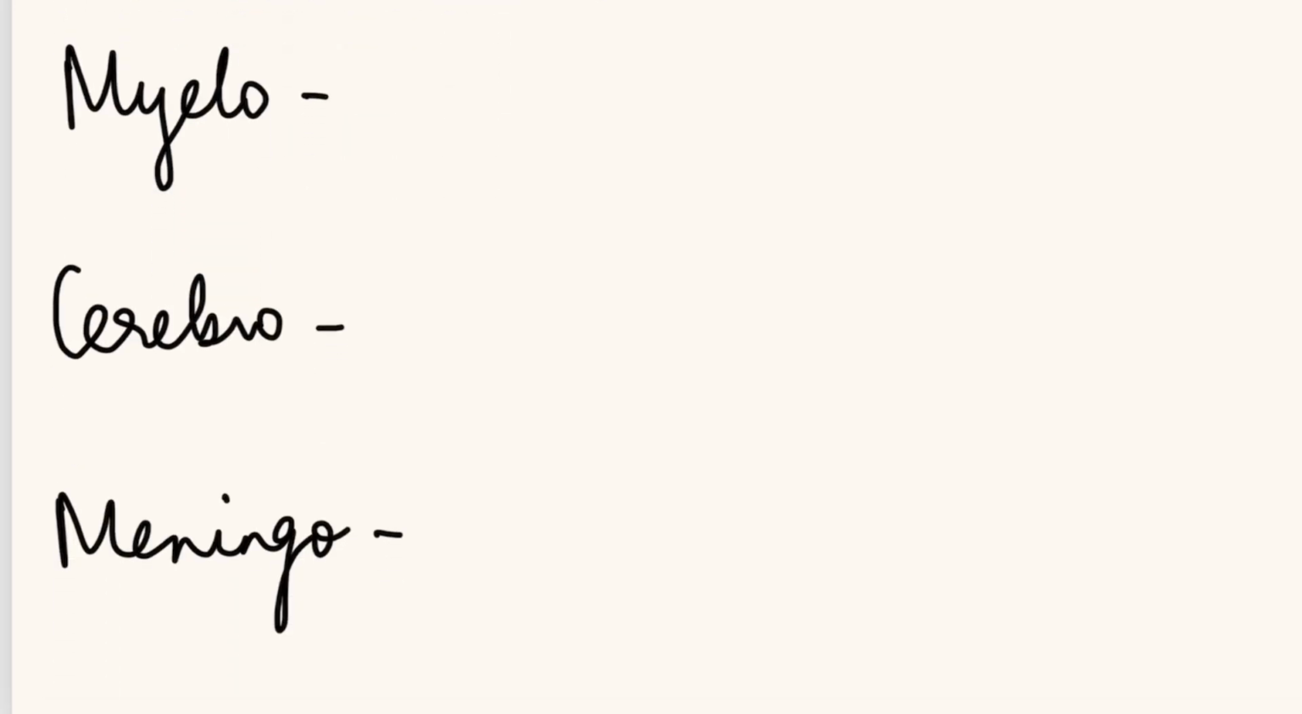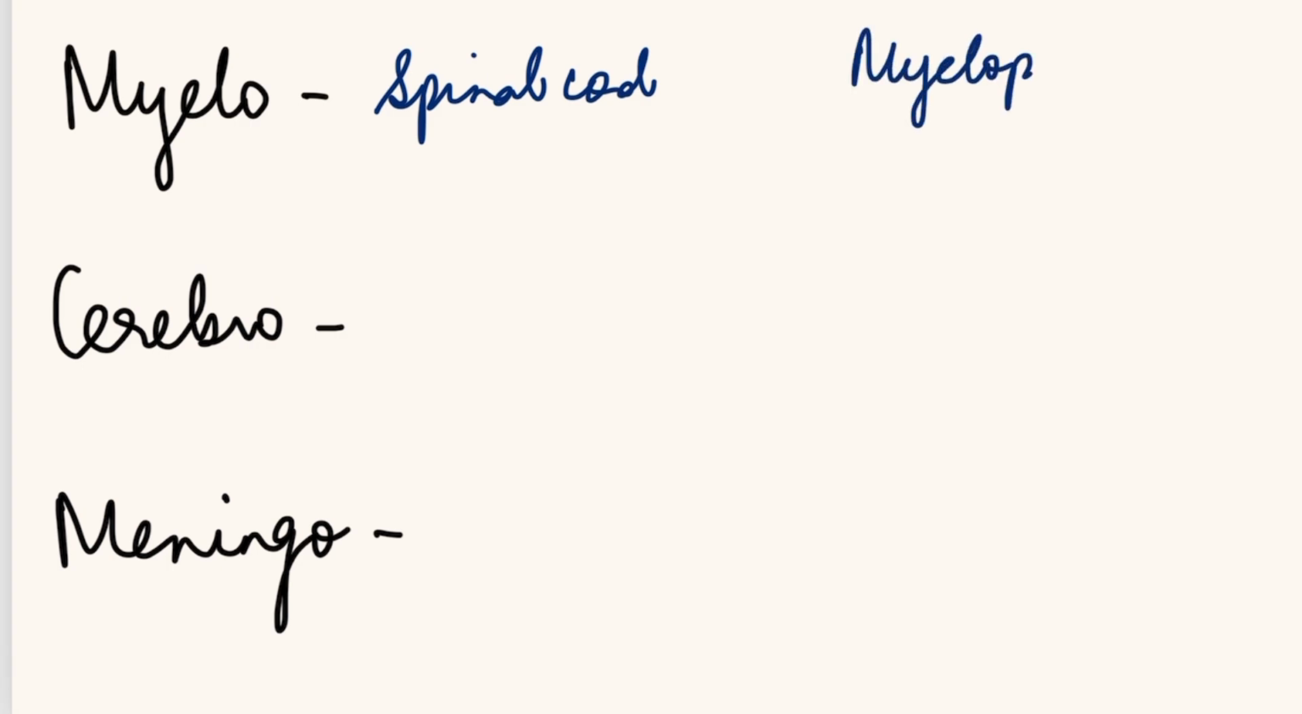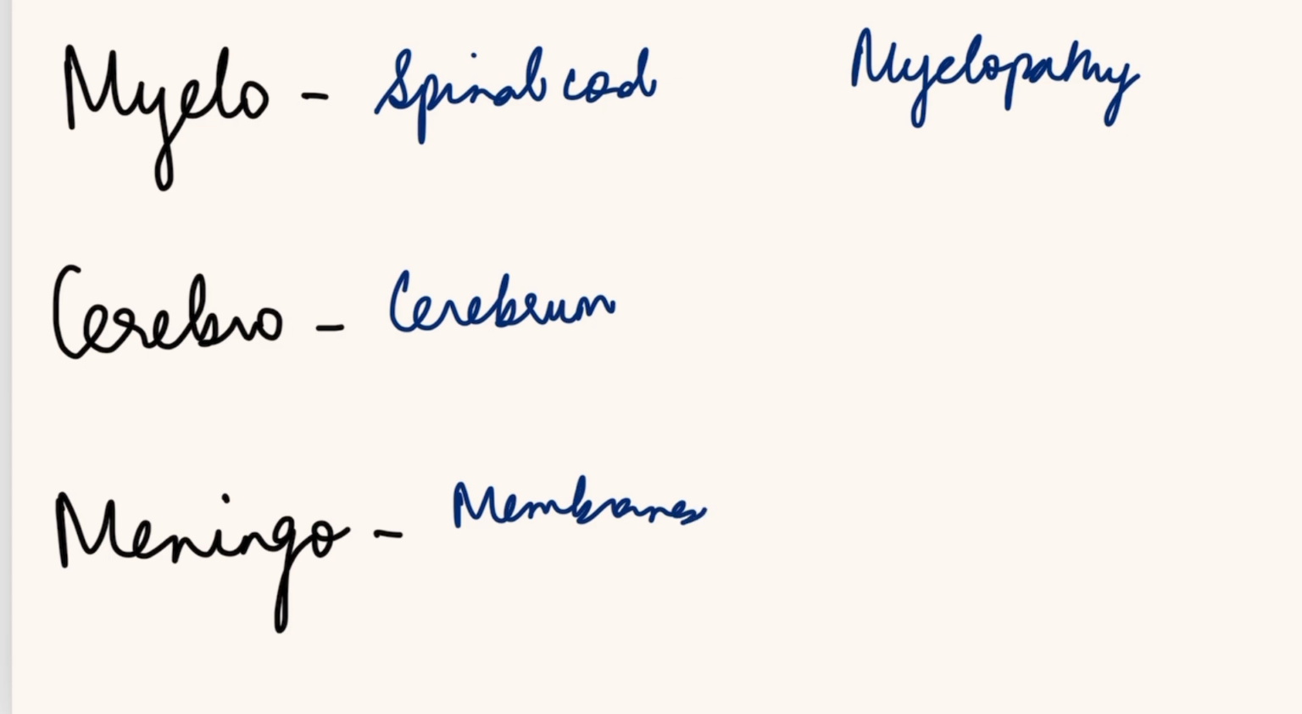Now coming to the nervous system. First word is myelo. Myelo refers to spinal cord. Okay, so myelopathy. Myelopathy is spinal cord disease. Cerebro is cerebrum. Meningo is the membranes covering the brain and spinal cord. I guess you have already read it in your class 12. These are basically your membranes which cover the brain and spinal cord. Example is meningitis. Most of you might be familiar with this word.